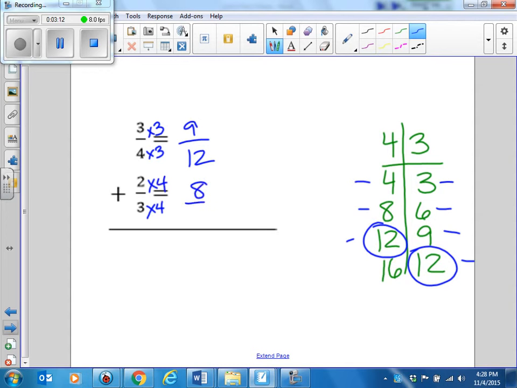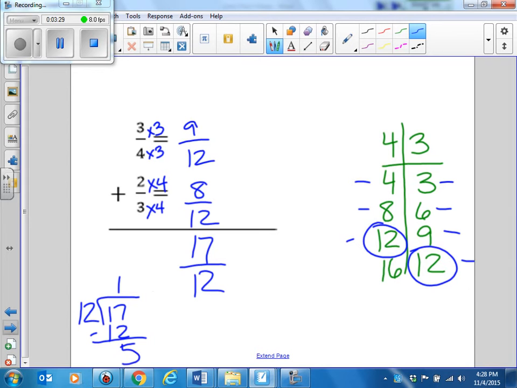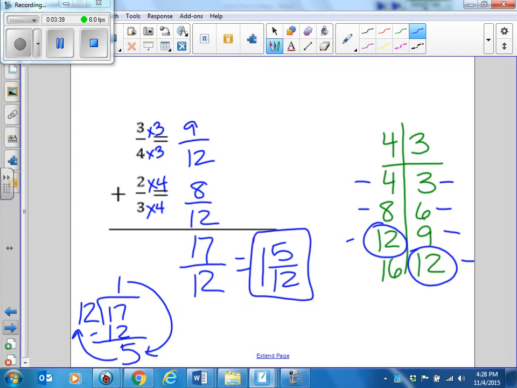So it is 8/12. Now 9 plus 8 is 17. And then the denominator stays the same. But again, I can't leave it in this form. I have to simplify it. So 12 goes into 17 one time. 1 times 12 is 12. Subtract, I get 5. All right, so my answer is 1 and 5/12. Okay? Again, if you need to, go ahead and pause the video here.